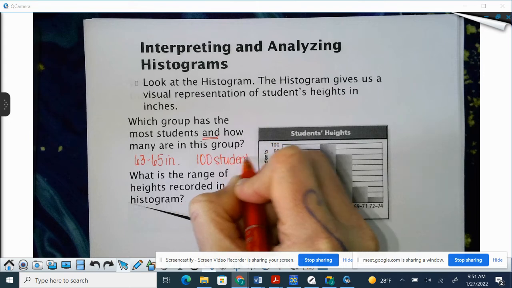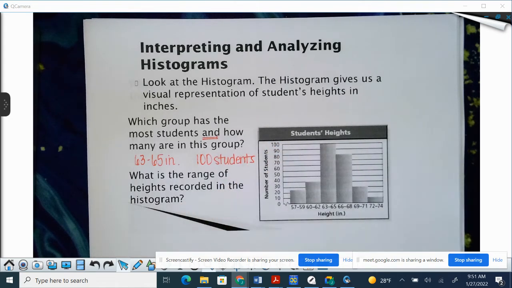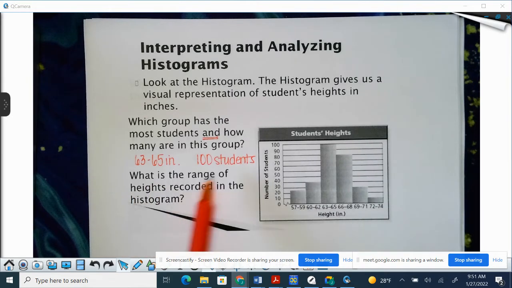And as much of a pain in the butt as it is writing all those letters out beside it, inches and students, it is a quality check. If you do that, it keeps you from, again, jumping in the deep end with no swimmies or running off and not answering the question appropriately.